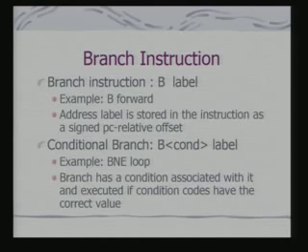Typically, branch instruction has got two variants. One is branch, which is actually an unconditional branch or jump. The other one is conditional branch, that is, you branch on a certain condition. In both the cases, you have an address label, which is part of the instruction and is a signed PC relative offset. So, you jump to a location whose address is calculated with reference to the current value of PC.